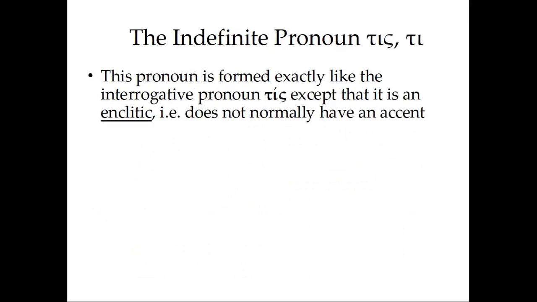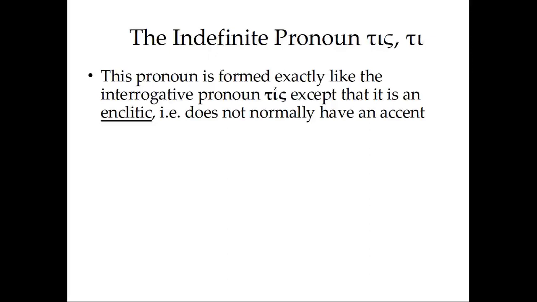The indefinite pronoun tis, ti: this pronoun is formed exactly like the interrogative pronoun tis, except that it is an enclitic. That is, it does not normally have an accent. And this is the way to tell these two apart. This is not a question word. We're not using it in direct questions or indirect questions. It's an indefinite pronoun. We'll talk about what that means. But first of all, we have to be able to tell them apart. Usually, one will have the accent, the interrogative, the who or why or what. The other one, this one, will not.